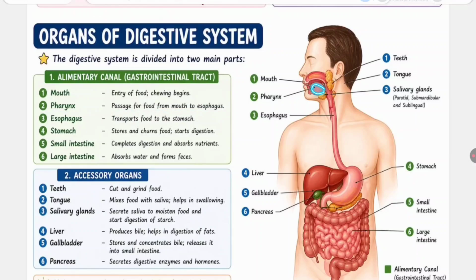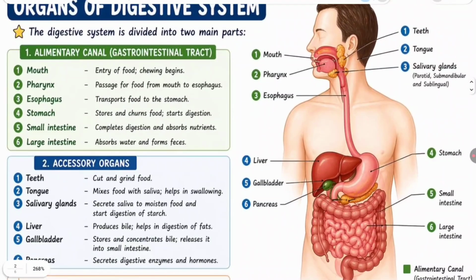Pharynx is here. Here we will chew, and again pharynx will come. So mouth to pharynx, in this place only pharynx will be there. Then esophagus. Esophagus transports the food to the stomach. Stomach, you can see esophagus, this is stomach. So esophagus is this one, it transports the food to the stomach.